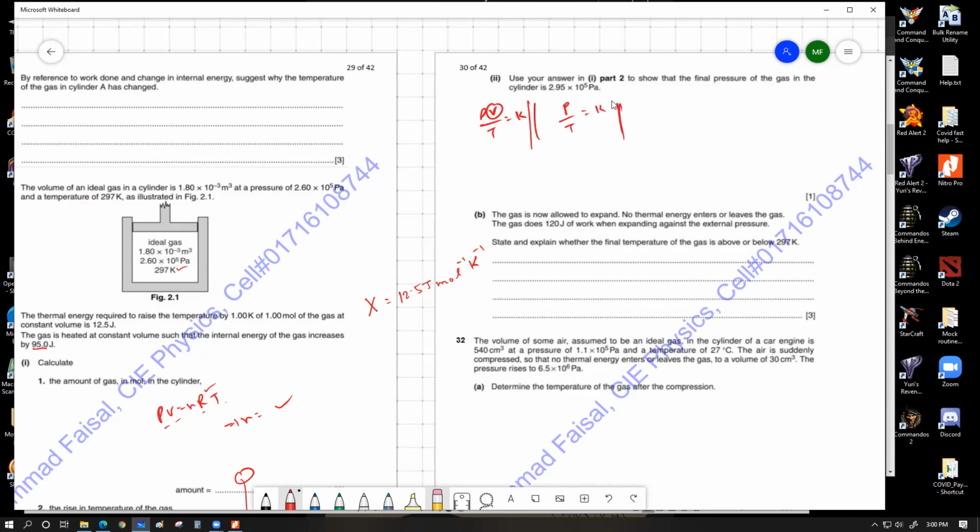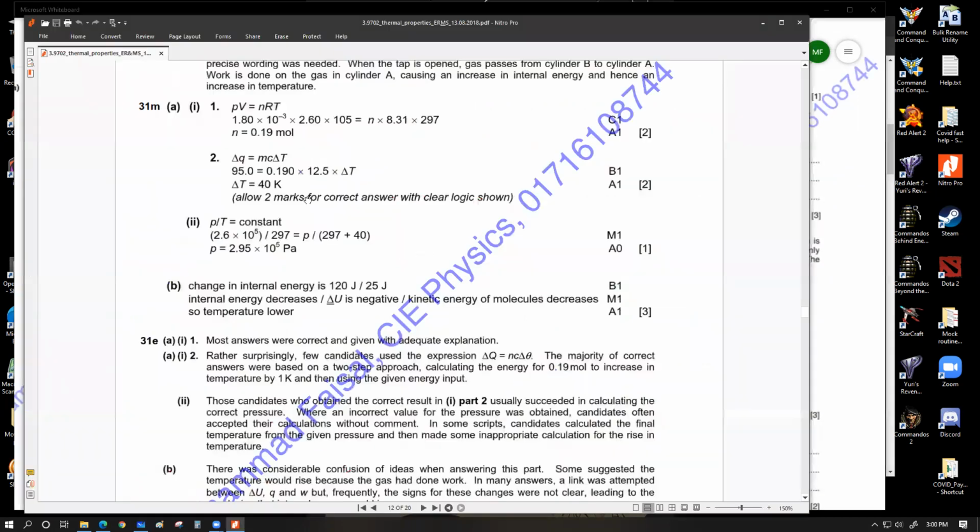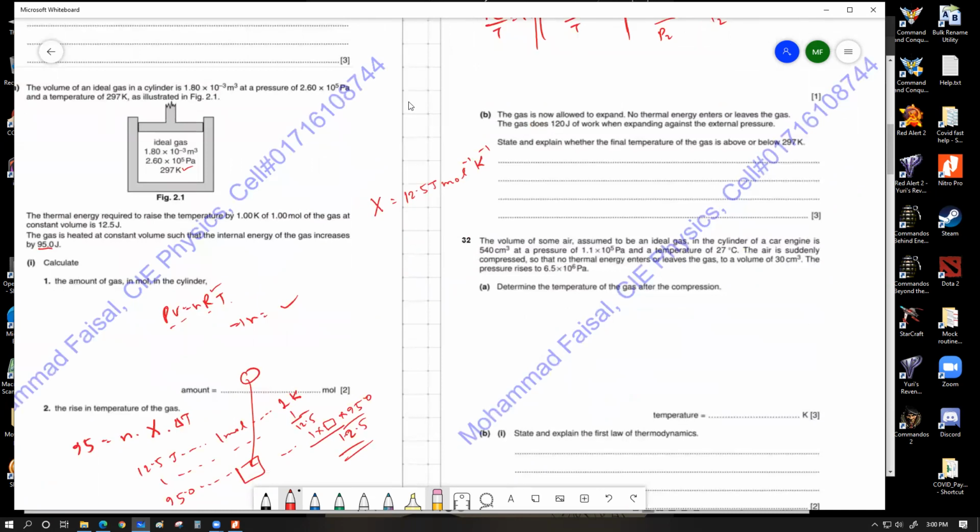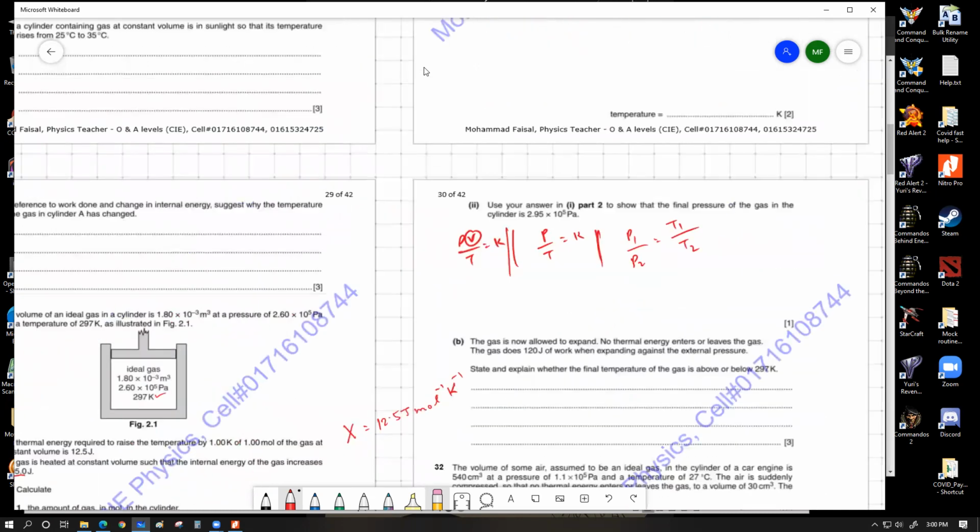So if I go ahead and make this into a formula, P1 by P2 should be equal to T1 by T2. Here, the initial temperature was 297 Kelvin, and the question said that we increase the internal energy. So obviously there will be a temperature increase. We just calculate the delta T over here, which from the mark scheme I can quote, is 40 Kelvin. So the new temperature is going to be 297 plus 40. You place the value of initial pressure right over here, which is 2.6 into 10 to the power 5.